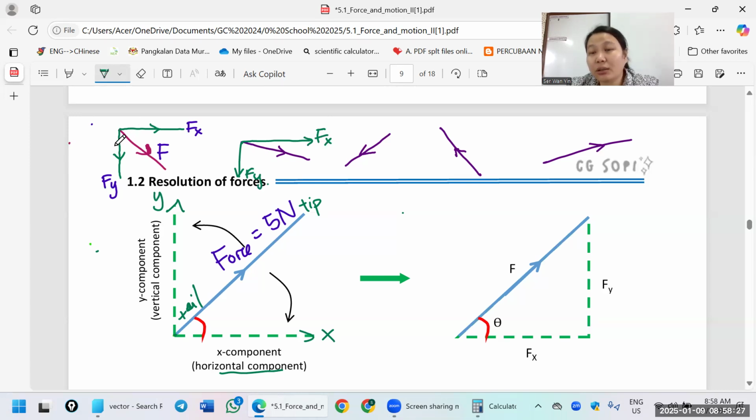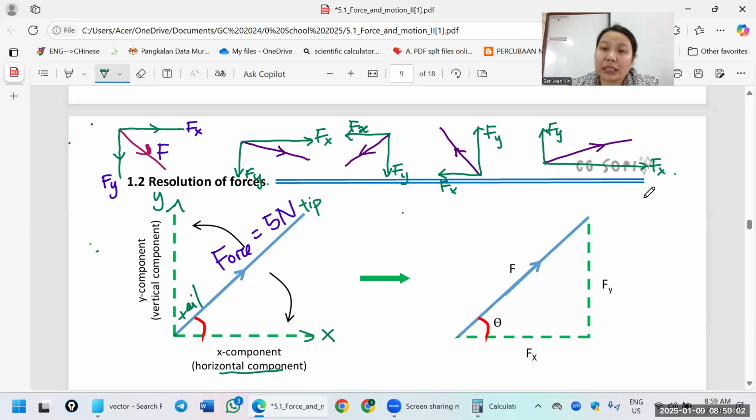So actually the total angle here is 90 degrees. Okay. So I believe all of you know. So let's say this is like this. So here will be Fx and here will be F. So this is Fx, this is Fy, this is Fy, and this is Fx.